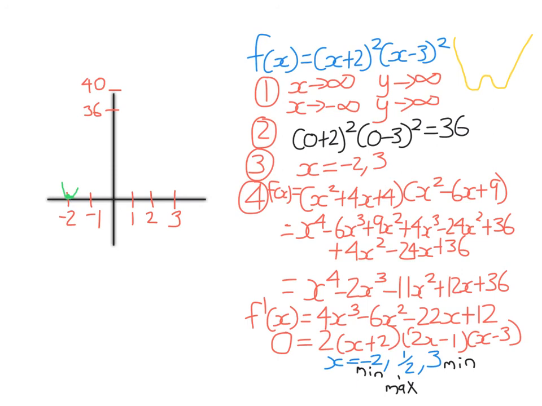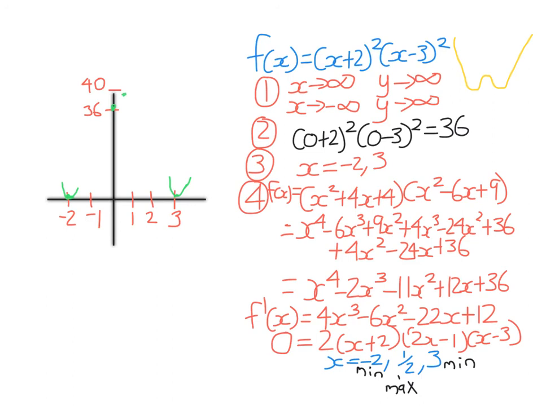We know the same for x = 3. It's an intercept and a turning point. Because it's a minimum turning point, it's going to look like that. We know this function's going to have a y-intercept of 36. Now the other turning point is x = a half. When x = a half, if I substitute it into here, I get y = 39.0625. So that turning point is going to be up around here.